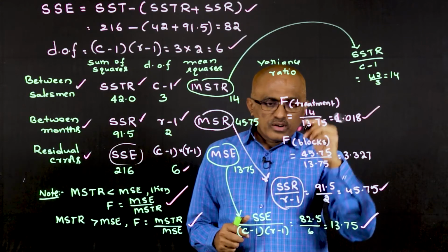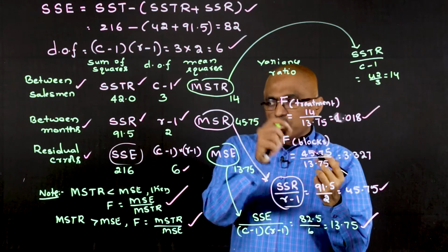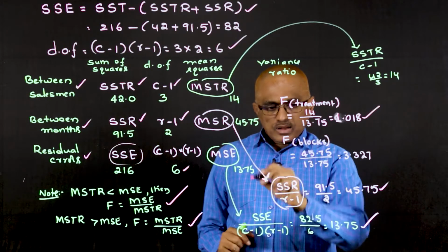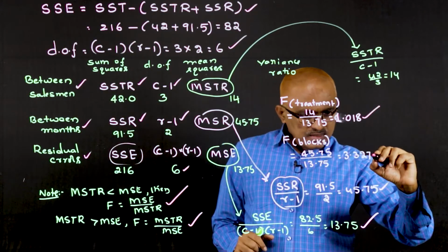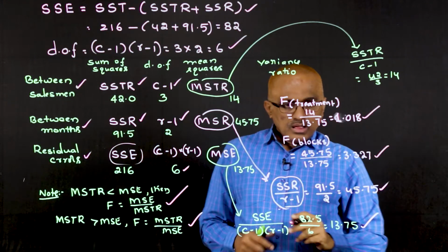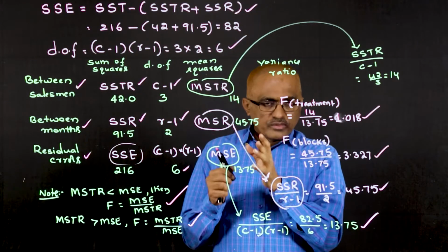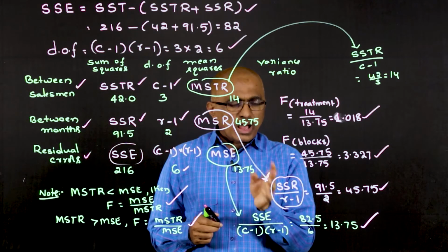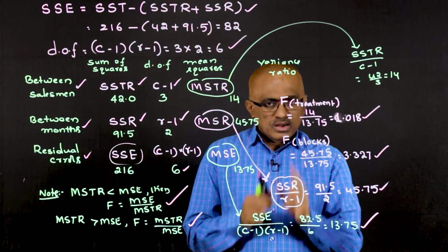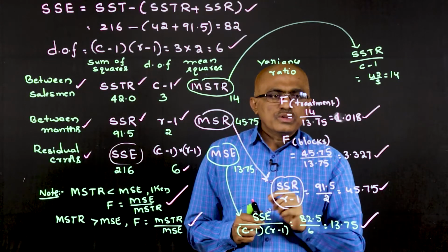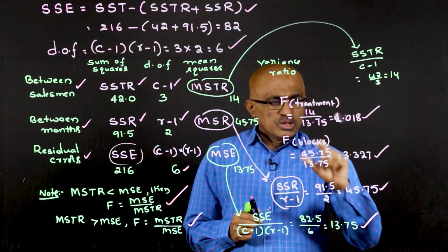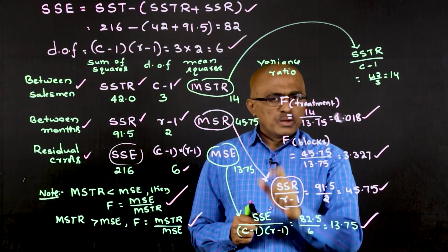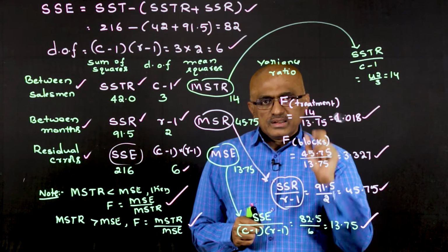Similarly, for the F value corresponding to months, that is blocks, it is 45.75 MSR by MSE, and we are getting it as 3.327. That means similar to one-way ANOVA, we find the F value with respect to rows as well as the F value with respect to columns. Next, we have to compare these two with the corresponding values from the tables. Based on that, we will take the decision.